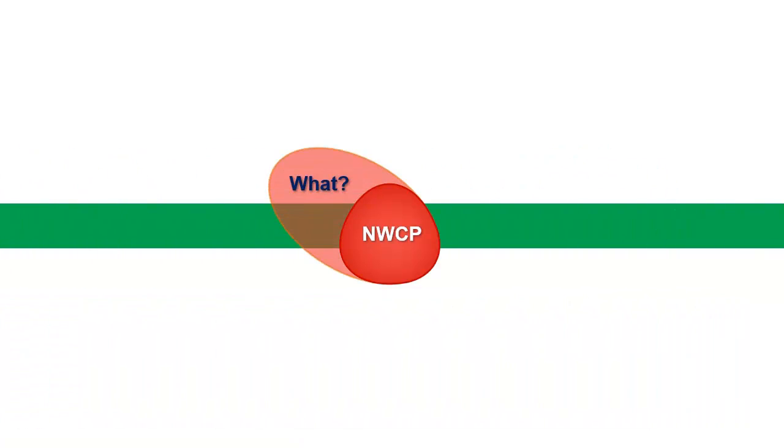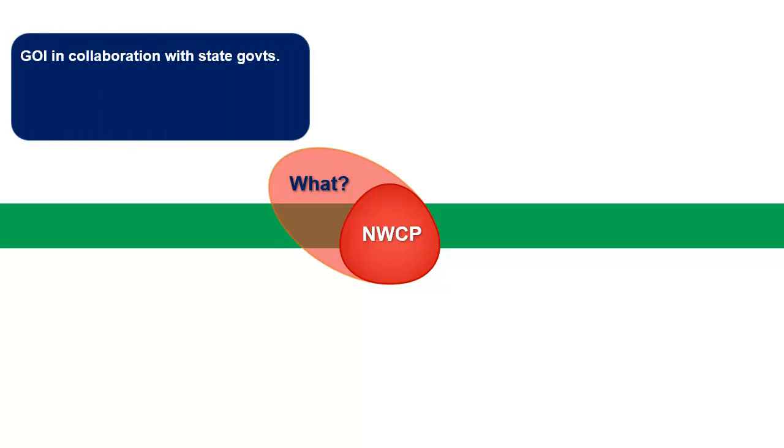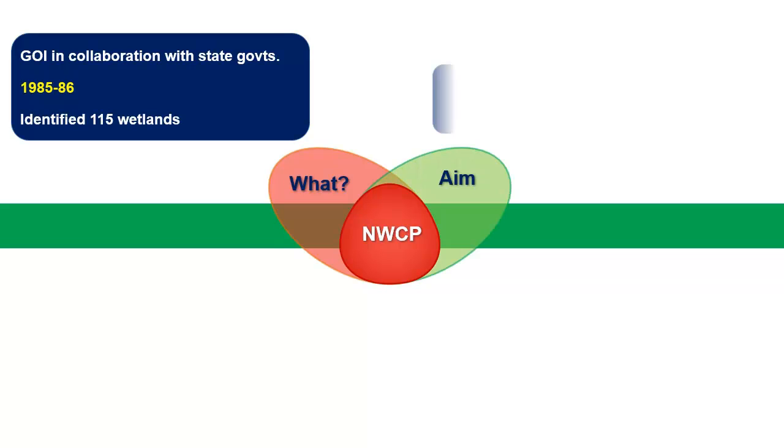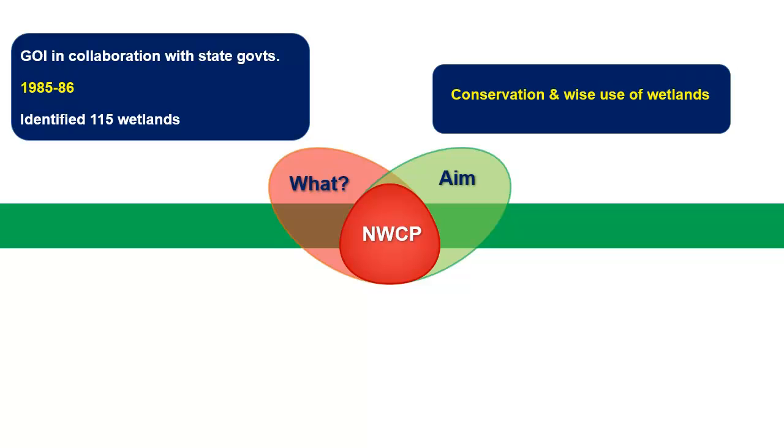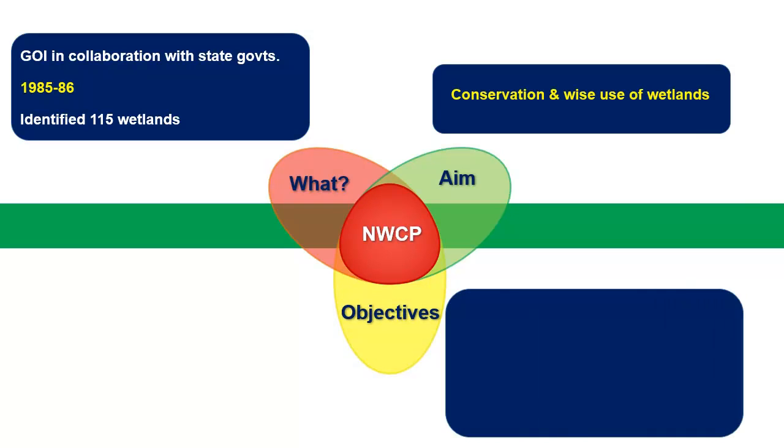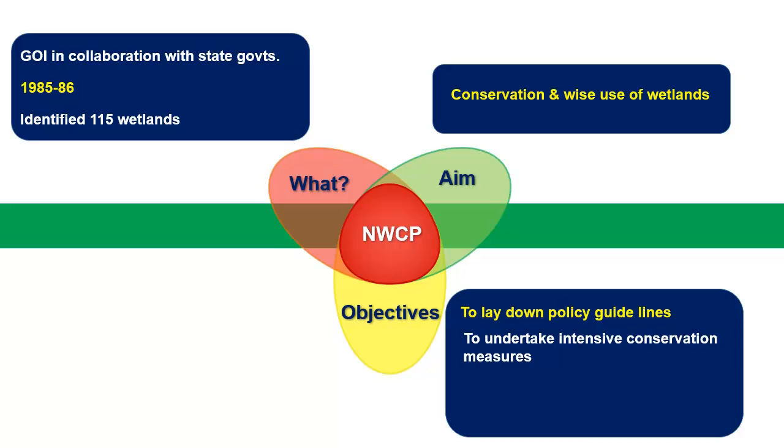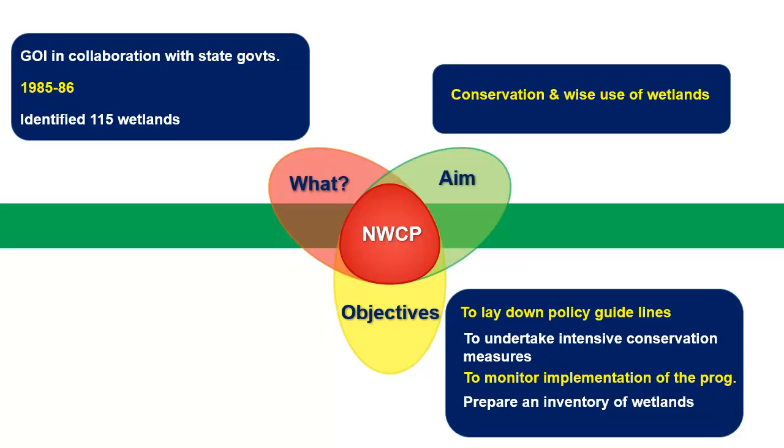What is the National Wetland Conservation Program? The Government of India in collaboration with state governments is working on it, and it was started in 1985-86, and till now 115 wetlands have been identified under this program. And what is the aim of it? Obviously conservation and wise use of wetlands. What are the objectives? First is to lay down policy guidelines, second is to undertake intensive conservation measures, third is to monitor implementation of the program, and finally to prepare an inventory of wetlands. Not very important, just listen and forget it.